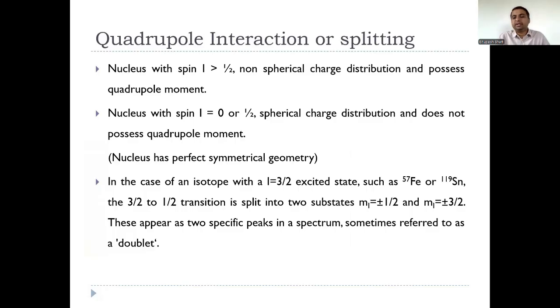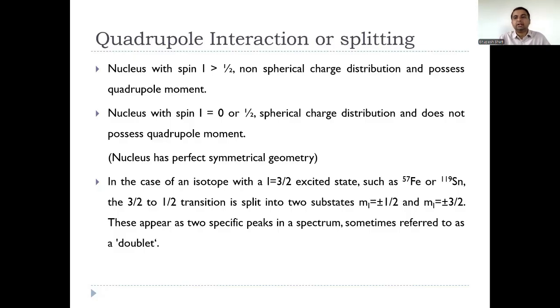Quadrupole moment, this thing also we have studied in the case of NMR, in the case of 14N, in which the I value of 14N is 1, and that's why we will be having a quadrupole moment, and due to that we generally get broad signal for the proton attached to the nitrogen atom. Now, in the case of Mossbauer spectroscopy, the general meaning of quadrupole interaction is that when nuclei is having spin value greater than half, that is either 1, 3/2, or 2, or 5/2, like that, means it is not 0 or half.